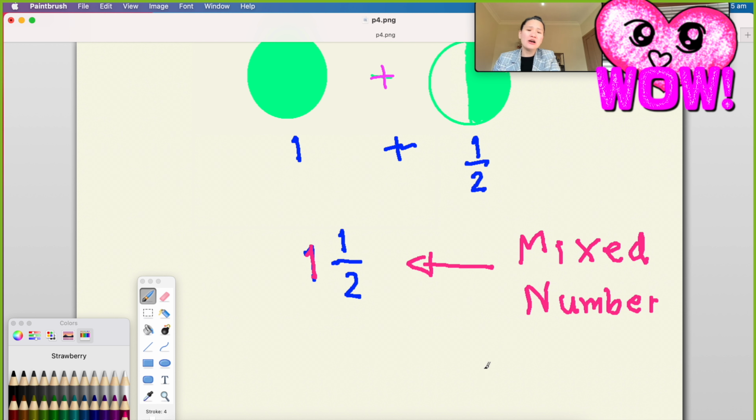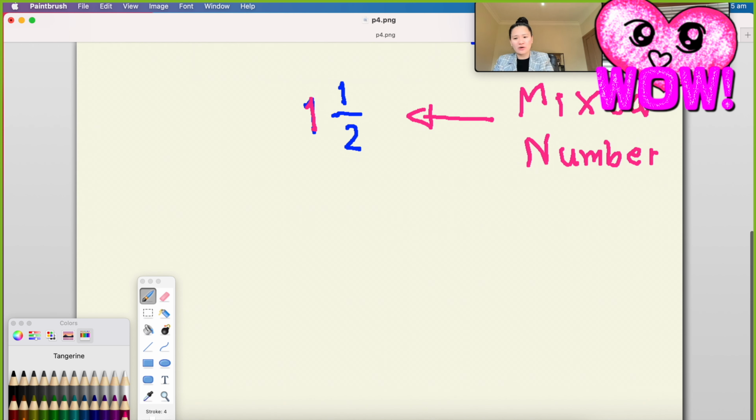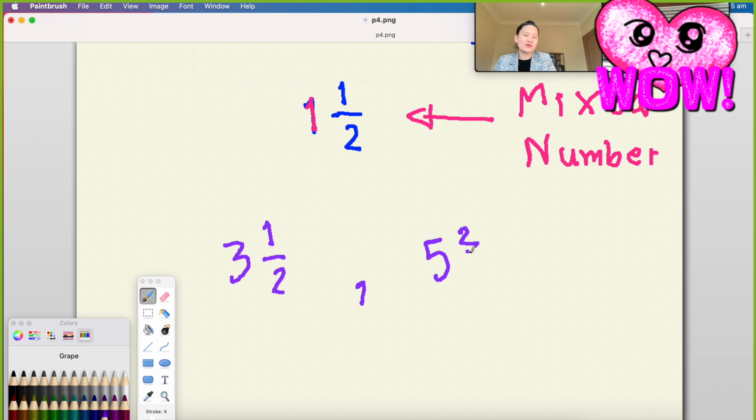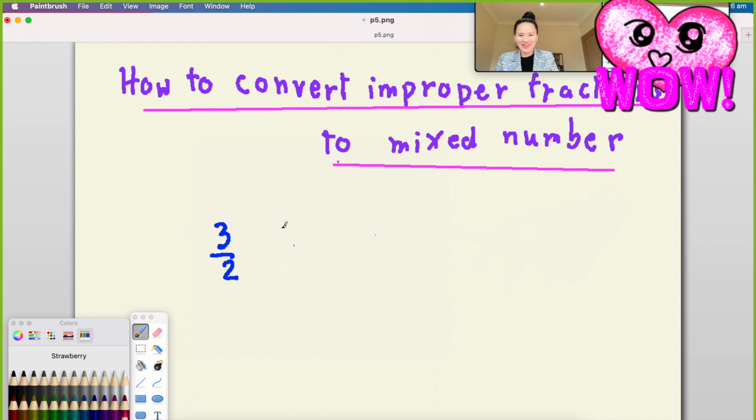So again, a mixed number is a whole number mixed with a proper fraction. A mixed number could look like this as well. For example, 3 and 1 over 2, or 5 and 2 over 3, or 8 and 3 over 5. What we're going to do, if you have 3 over 2, you can see that the numerator, the one on top, is greater than the one at the bottom, the denominator.